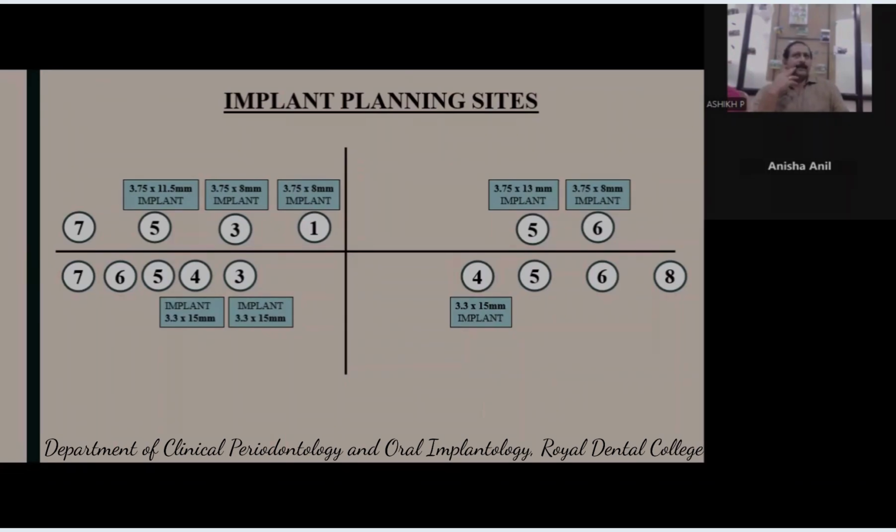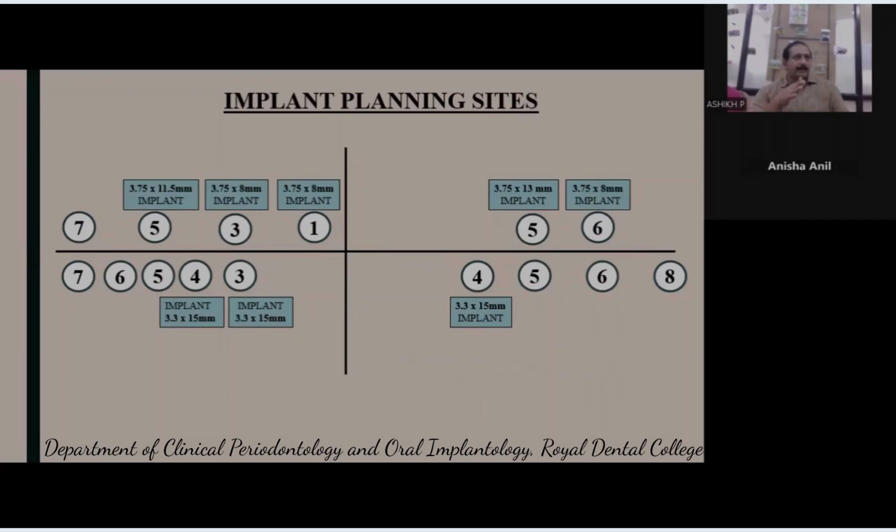Presently you have placed 5. So you want one more. And the place which you have found is 1-7 region. 1-7, there is a tooth, I believe. So between 1-5 and 1-7 region, one implant.